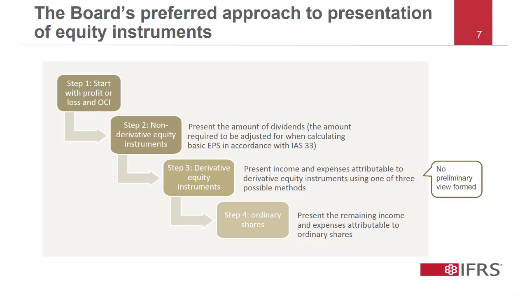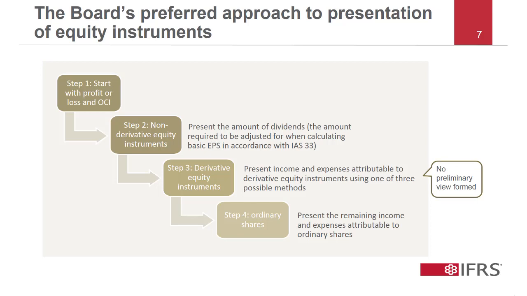For example, if an entity declared any dividends on preference shares, IAS 33 requires that the after-tax amount of those dividends is deducted from profit or loss when calculating earnings per share. The board's proposal is that those dividend amounts are presented on the face of the statements of financial performance.